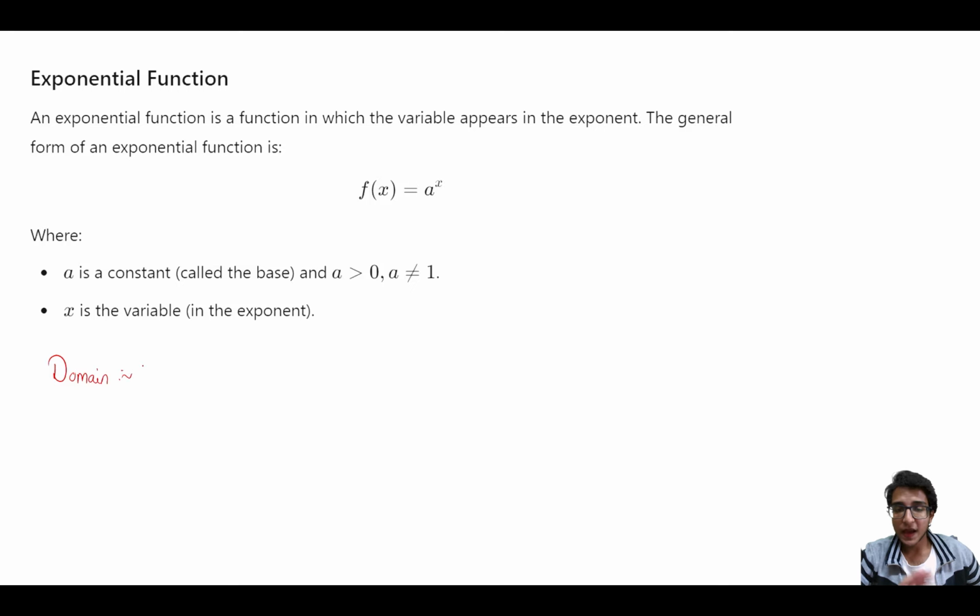Domain means the value of x that we can put. So it can be R again, minus infinity to plus infinity. We can put any value in the place of x, right? If, let's say, it is minus infinity, so we would have a to the power minus infinity, which can be written as 1 by a to the power infinity, which basically becomes 1 by infinity, which is 0. So this is how the domain is defined.